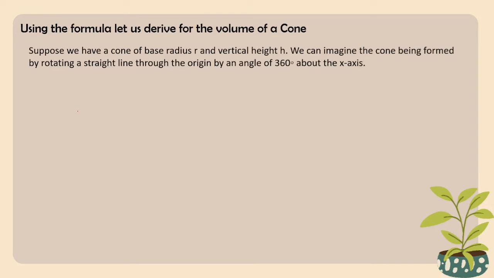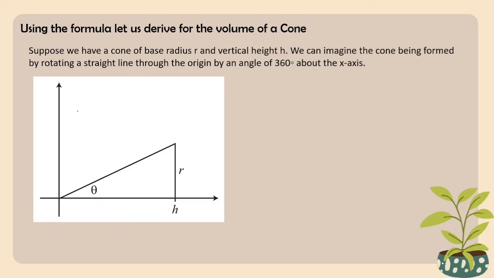Now, using the formula, let us derive the volume of a cone. Suppose that we have a cone of base radius r and vertical height h. We can imagine the cone being formed by rotating a straight line through the origin by an angle of 360 degrees about the x-axis. So we have this resulting figure. What are the coordinates here? We have 0 and 0. How about this one? Our coordinates here are h and r.